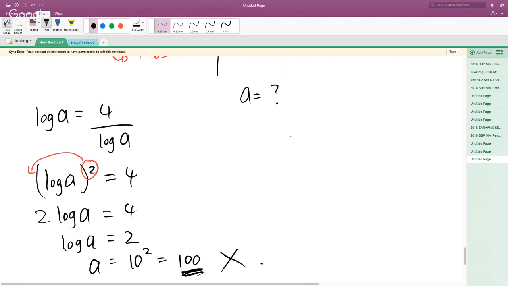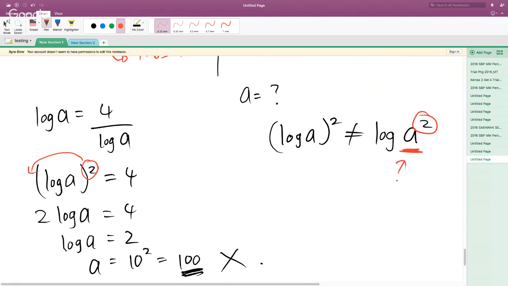Because log a squared is not the same as log of a squared. Over here, this square is for a only. But the square here is for the whole log a. It's not the same. So this is something you need to understand. You cannot move the 2 in front. Even if it seems like it can, you cannot.